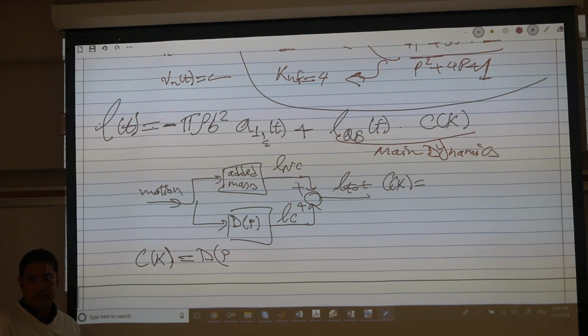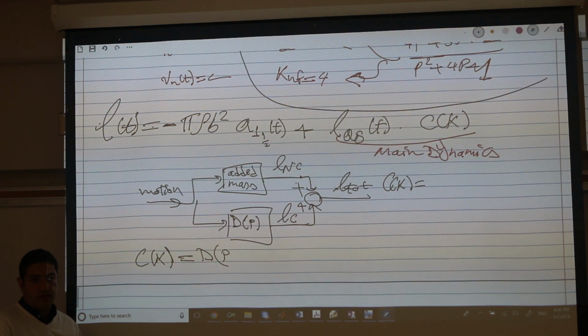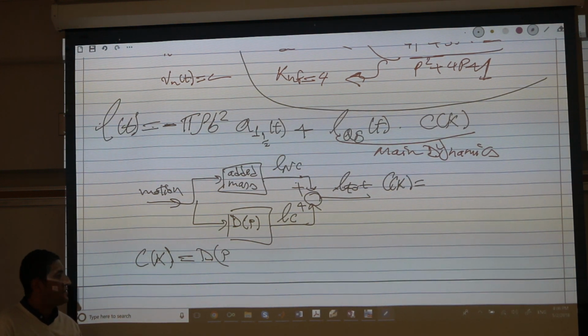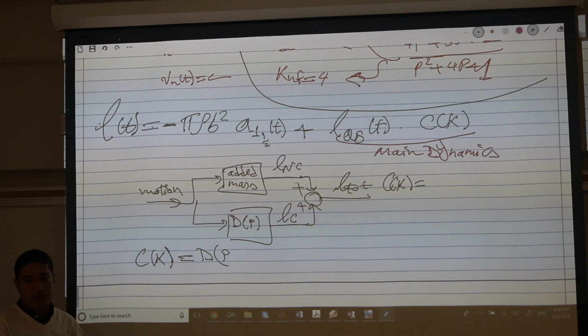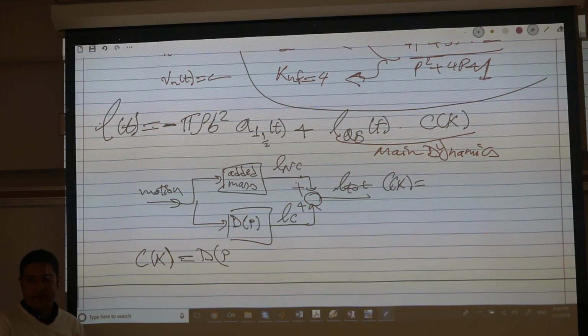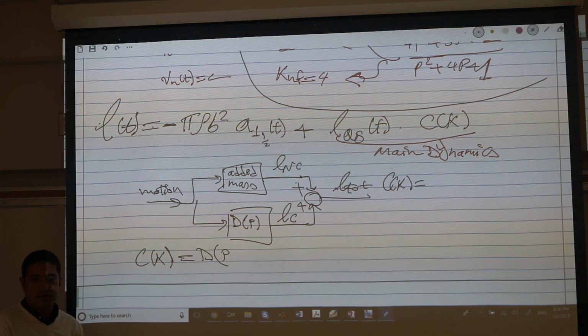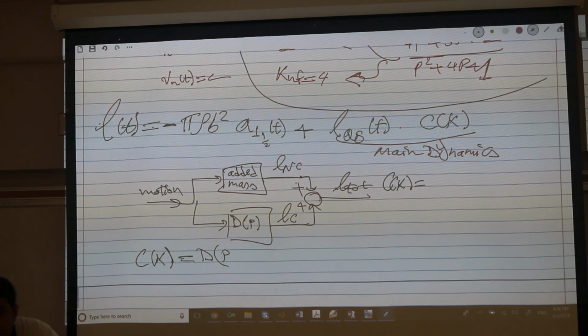Come on. Come on, guys. What is C of K first? What's C of K? Because we need to know. What do you call it? Still Dalton function? I'm sorry? Still Dalton function. Theodorsen function, that's right.